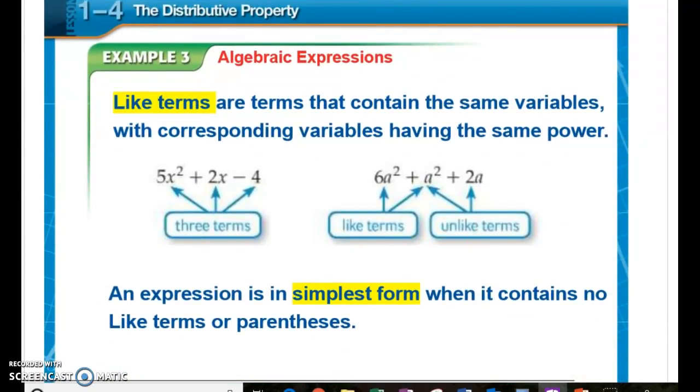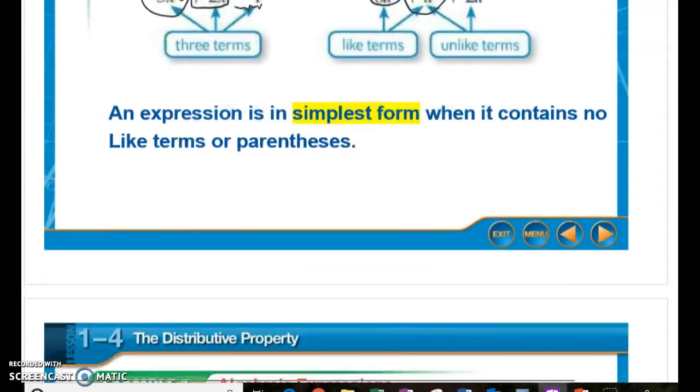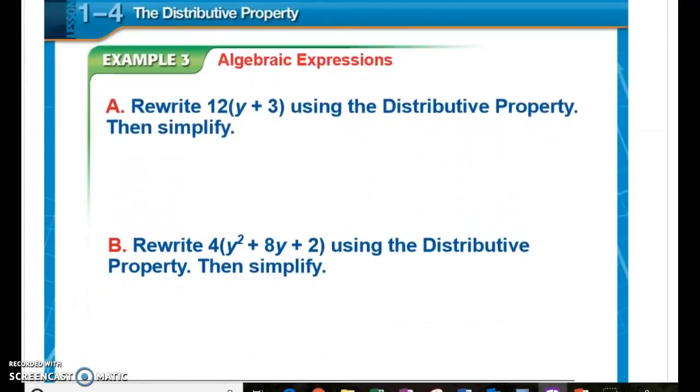Okay, so then we're going to talk about like terms. This is 3 terms, and they have the same variables, the same power. So if you look at this one, it has an x squared with it. So this one is a different term from this one. And notice when I consider my terms, I'm considering the number and the sign in front. These two are like terms because they both have the a squared with it. So an expression is in its simplest form when it contains no like terms or parentheses. So that's the game here. So we're going to rewrite this one.